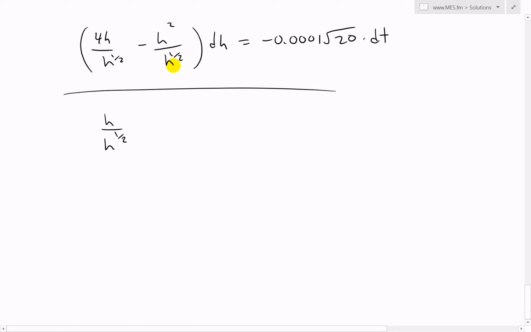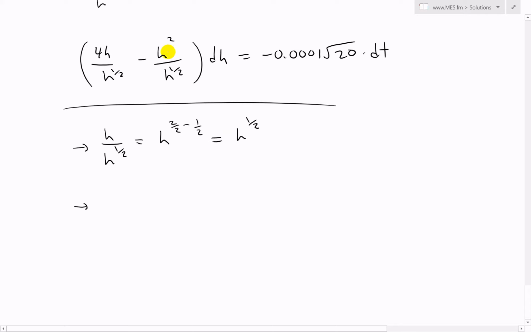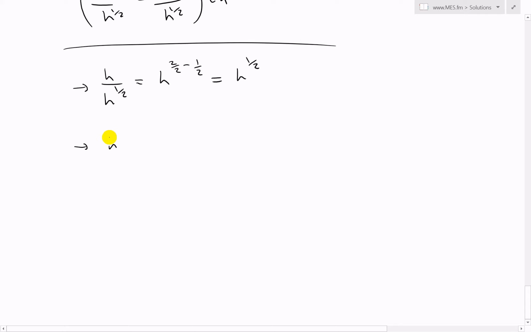Okay, so it's a bit neater here. This is the same thing as writing, whenever you're dividing powers, you actually subtract powers with the same base. So you can subtract the powers. I'll write this as 2 over 2 to have a common denominator of 2. Again, 2 over 2 minus 1 over 2 is just 1 over 2, so that's h to the power of 1/2. So that's this one.